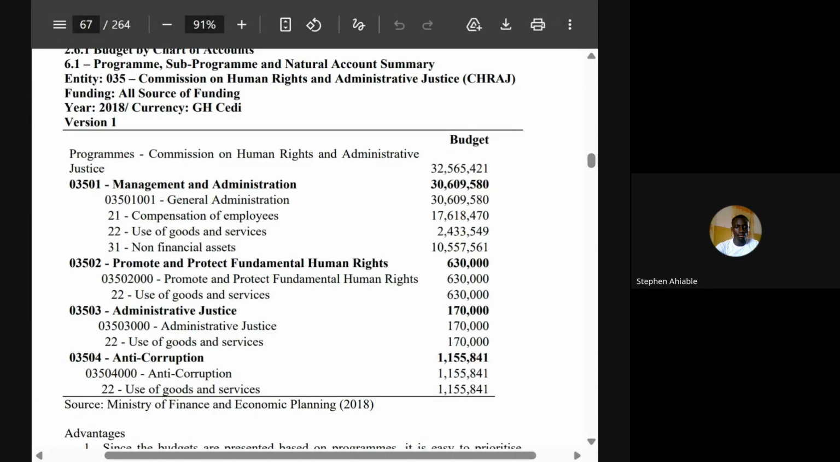Okay, I get the idea. Yes, if they are preparing it on the program base, the Ministry of Education will bring its budget, and it will include all activities that will be taken under the ministry. Oh, okay. Thank you, sir. You're welcome.